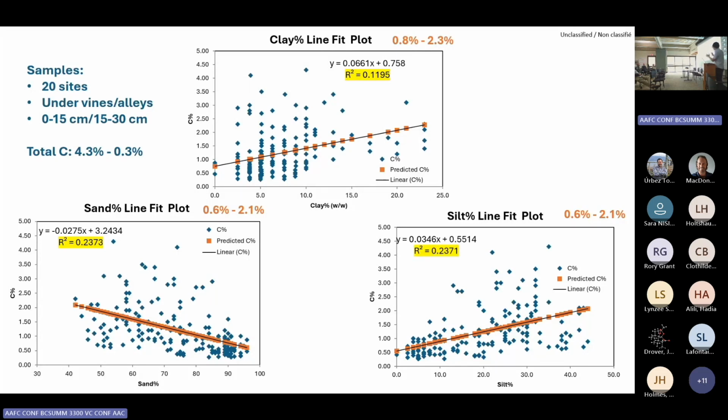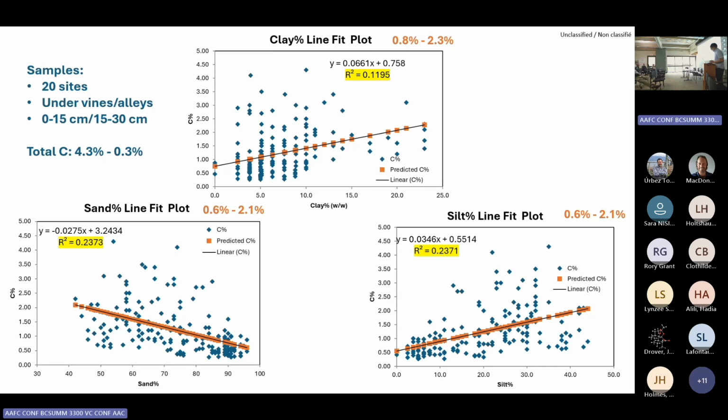So how we sampled the soil is from 20 sites, and we separated the soil samples from under the vines and the soil samples in the valley, and we took two depths. So 0 to 15, the shallow one, and a deeper one. And overall, the soil carbon content in the valley is fairly low. The maximum is only 4.3%, and the lower side is 0.3%.